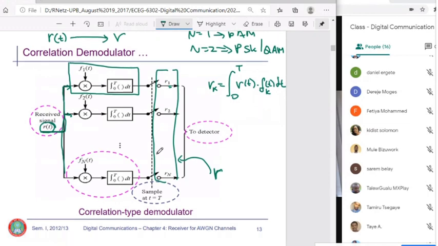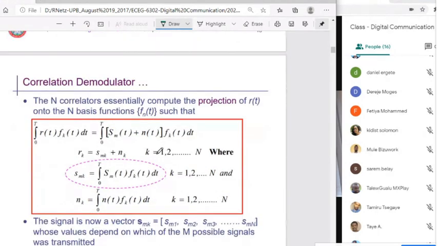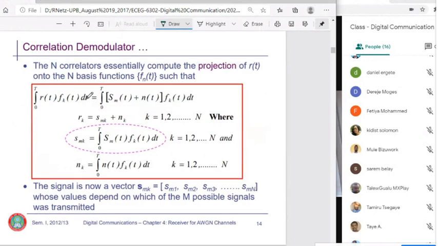Okay, so what does it mean from a mathematical standpoint? From a mathematical standpoint, if we have n correlators computing the projection of r of t on each of the basis functions, or performing an inner product of the received waveform r of t, it would look like the following. So over each symbol interval, the received waveform r of t would be multiplied by the basis function fk, and then you do the integration.